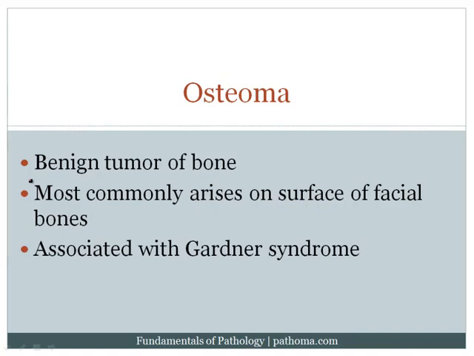Number one, it most commonly arises on the surface of facial bones. And number two, it's associated with Gardner syndrome. Now recall from our GI lecture that Gardner syndrome is familial adenomatous polyposis plus fibromatosis in the retroperitoneum. And again, fibromatosis is a non-neoplastic proliferation of fibroblasts that grows and locally destroys tissue.